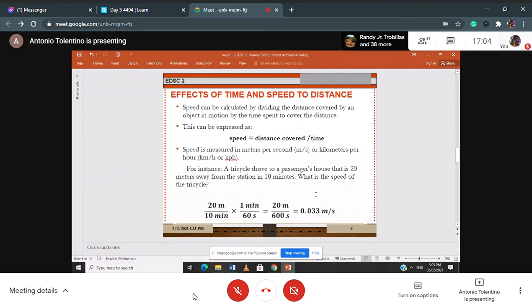Okay, simple enough. Let's try another one. A tricycle drove to a passenger's house that is 2 kilometers away from the station in 8 minutes. What is the speed of the tricycle?